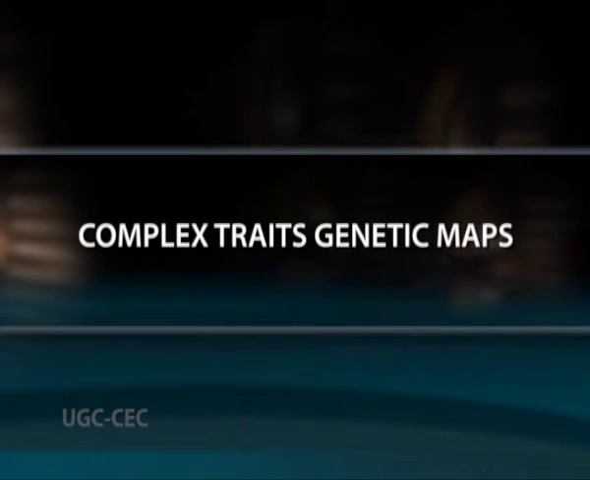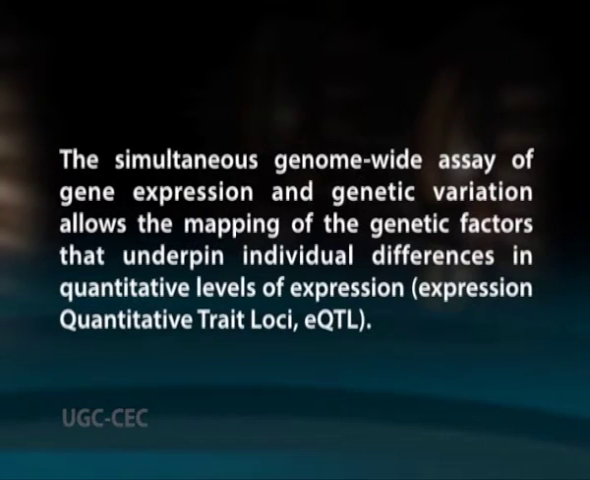Complex traits genetic maps. Genome-wide association studies of common complex or multifactorial diseases have been spectacularly successful in the last 2 years. Variation in gene expression is an important mechanism underlying susceptibility to complex disease. The simultaneous genome-wide assay of gene expression and genetic variation allows the mapping of the genetic factors that underpin individual differences in quantitative levels of expression.